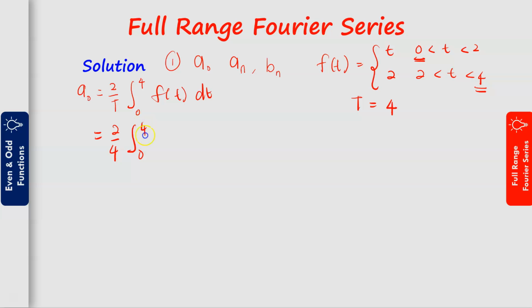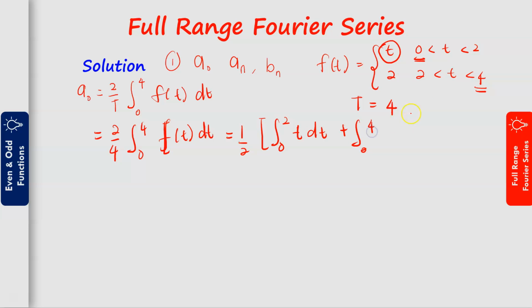Integrate 0 to 4, and then we have the function f(t) dt, which means that we have 1 over 2. We integrate starting from 0 to 2 first. When we have the limit 0 to 2, the function f(t) is t. So we integrate t dt plus the integration from 2 to 4. The function here is 2, so 2 dt. In this case, it's simple to solve this integration.